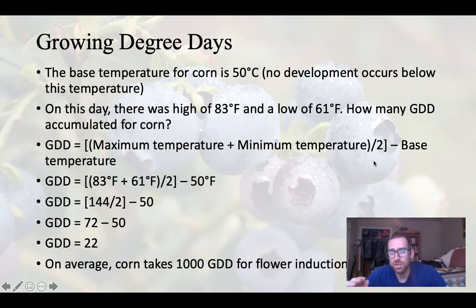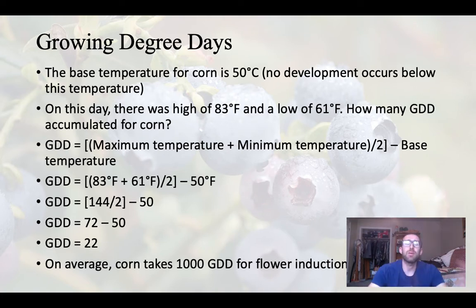How many growing degree days did you accumulate for corn on this day? Well, we take the maximum temperature, 83, add it to the minimum, 61, that equals 144. We divide it by 2 to get an average for that day, which was 72 degrees Fahrenheit. And then we subtract our base temperature for corn, which is 50 degrees Fahrenheit. And that gives us 22. So for that day, our corn plants accumulated 22 GDDs, or growing degree days.